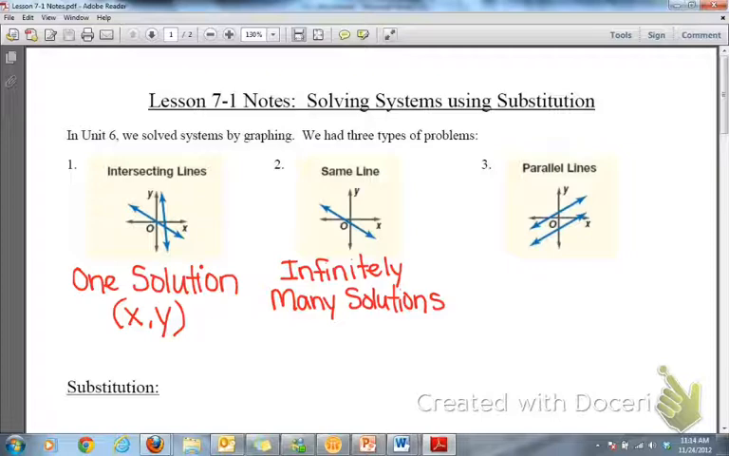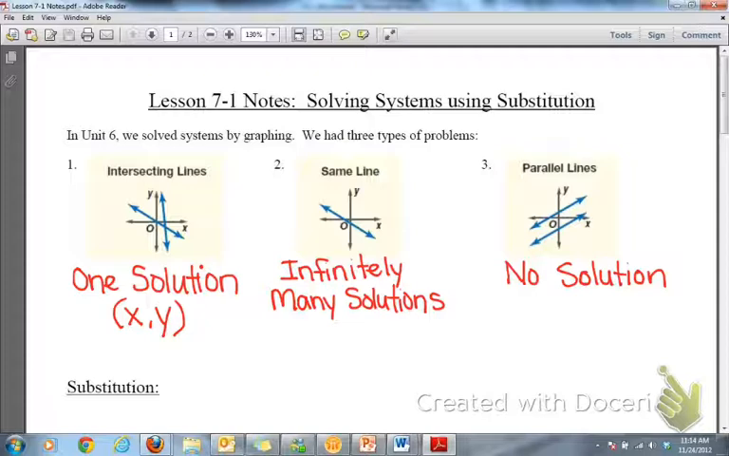Then the third type of problem we had is that we had two equations that gave us two lines that were parallel, and we know that parallel lines will never ever cross, so that means that there would be no solution. Because with a system of equations, we're looking for where the lines actually cross. And where they cross is the solution to the system. But sometimes they never cross, so that means there's no solution.